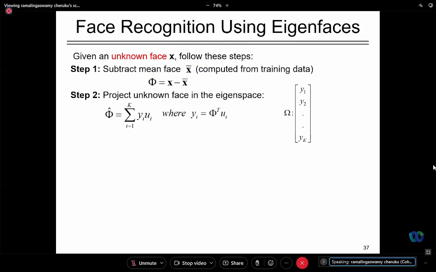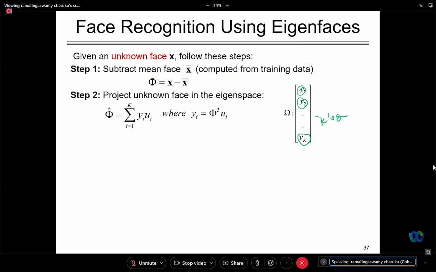Then project the unknown face into the eigenspace. What we are trying to do is project this face into the eigenspace. In this space there are k eigenvalues. How many eigenfaces will there be? Because there are n dimensions, that many eigenfaces will be there. So there will be k eigenfaces.